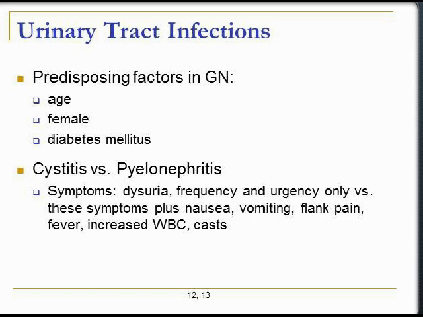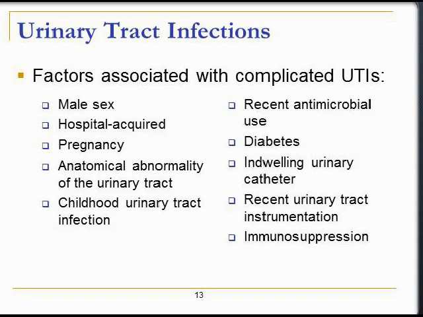Cystitis is more of a local infection that includes dysuria, frequency, and urgency, so local symptoms related to the bladder, versus pyelonephritis, which tends to be more of a systemic infection. So you still have the dysuria, the frequency, the urgency, but then you have more systemic symptoms as well that include nausea, vomiting, flank pain, fever, increased white cells, etc., casts on the UA. So we can see from all the symptoms that GN has a pyelonephritis. Now, when we're faced with a UTI patient, we need to know if it's cystitis or pyelo, but we also need to know if it's complicated or uncomplicated.